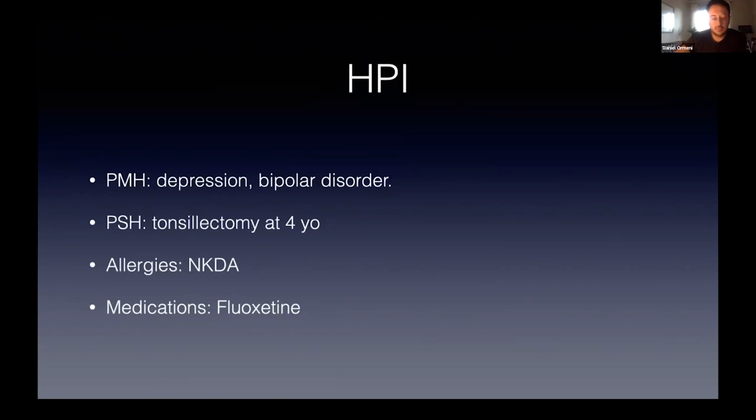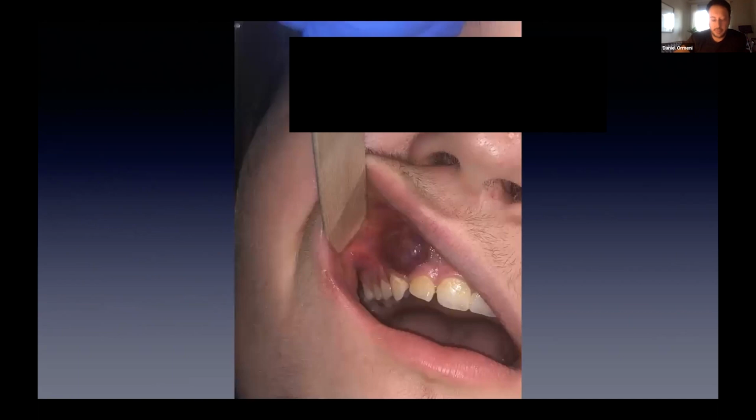Your exam shows no facial swelling. You have an intraoral mass present on the upper right maxilla between teeth number 7 and 6. There's mobility of teeth number 7 and 6 and percussion sensitivity. There's no active drainage. What kind of imaging would you like? I'd like to start with a CBCT.